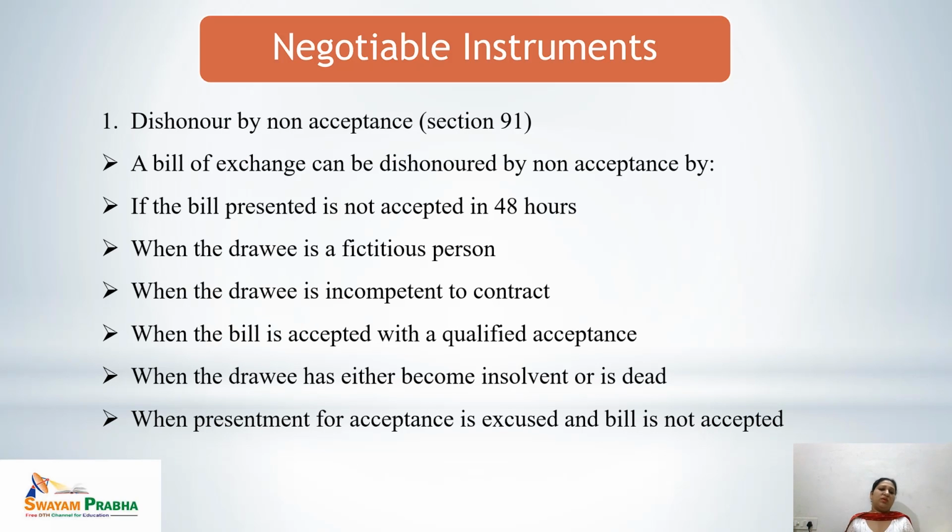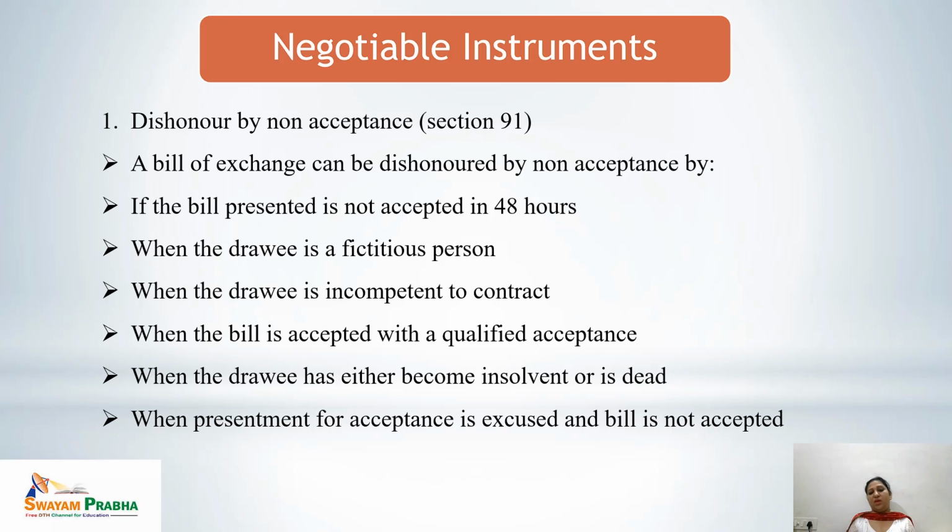First one is dishonor by non-acceptance. Section 91 explains that if the bill of exchange was presented for acceptance and the bill is not accepted within 48 hours, it would get dishonored. If the drawee is a fictitious person, it would get dishonored. And if the drawee is incompetent to contract, we have already discussed the persons who are incompetent to contract, it would get dishonored.